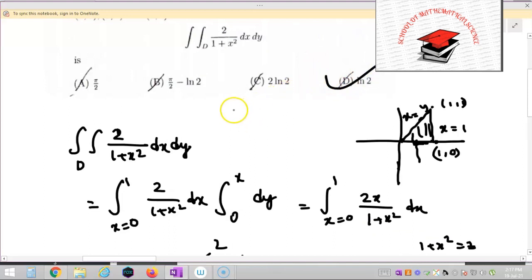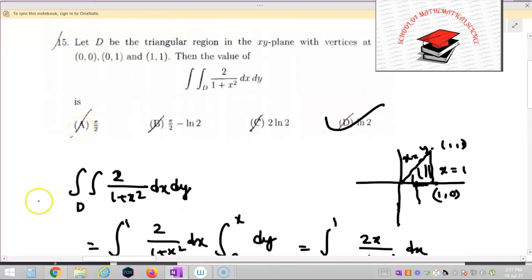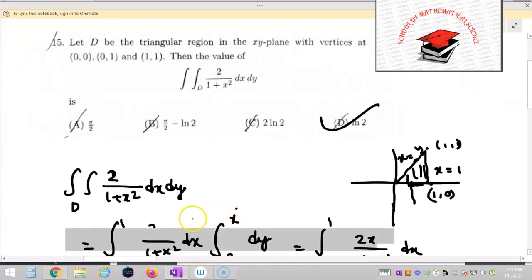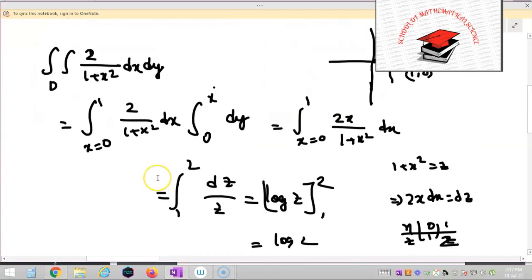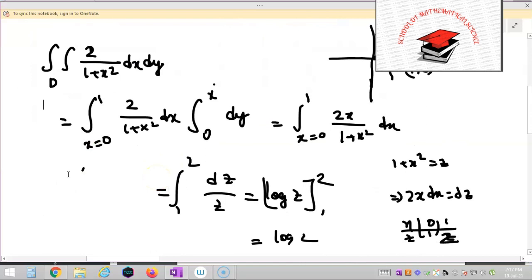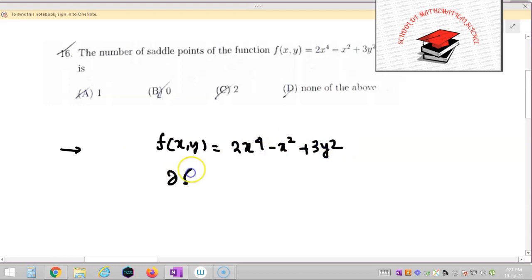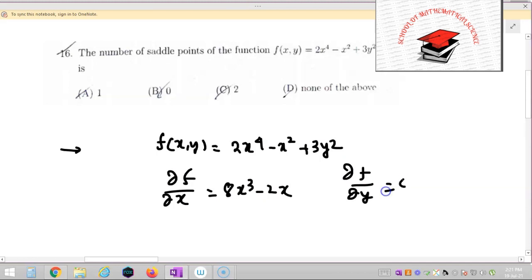Okay students, so we have solved it. Now let's solve the question number 16. So here we need to find the number of saddle points. Okay, so we know that saddle points are the points where the partial derivatives vanish. So let me write f(x,y) is equal to 2x to the power 4 minus x square plus 3y square. So differentiating f partially with respect to x, that would be del f del x is equal to 8x cube minus 2x, and del f del y is equal to 6y.